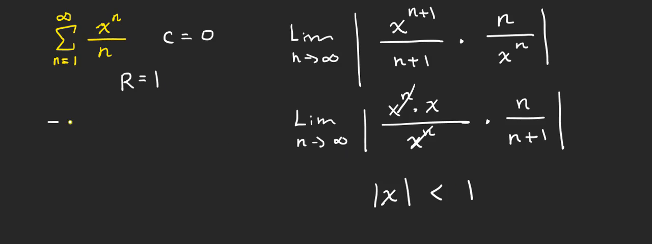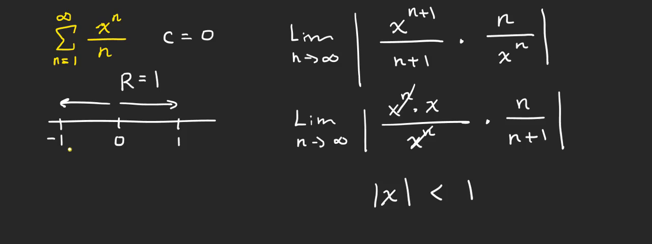And since the center is 0, you go 1 to the right, which will be positive 1, and 1 to the left, which is negative 1. So we know that this infinite series converges from between negative 1 and 1. But we need to find out what happens at the endpoint at negative 1 and 1.